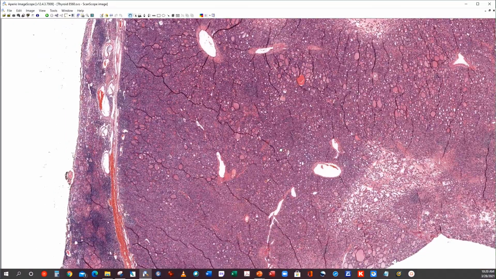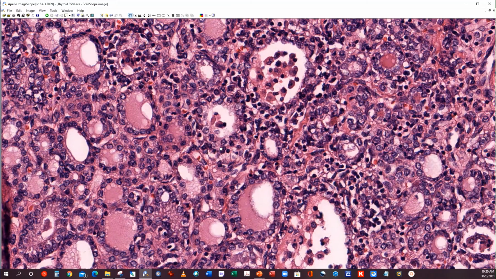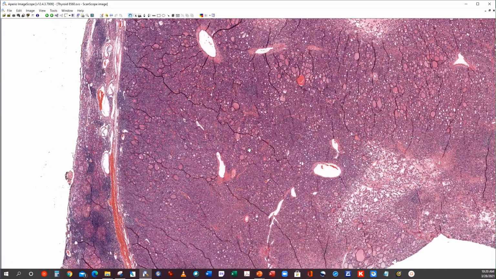Let's go and look at an area on high power, and the joy of digital pathology allows you just to double-click and see it. Here you can see the nuclear features, and I'd like you just to spend a few moments looking at them, trying to decide whether you think these have the nuclear features of papillary carcinoma.